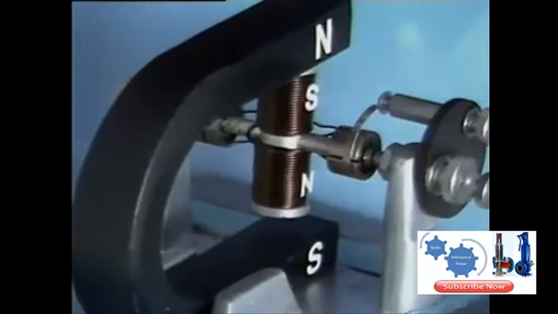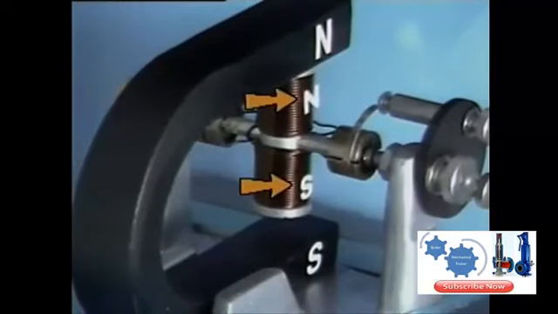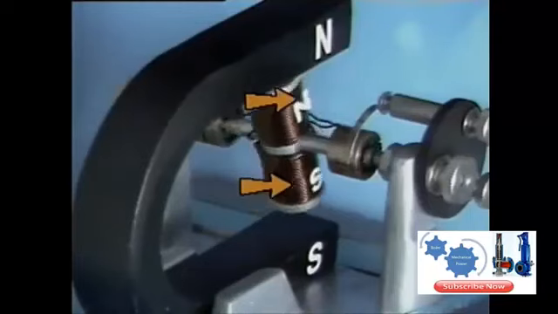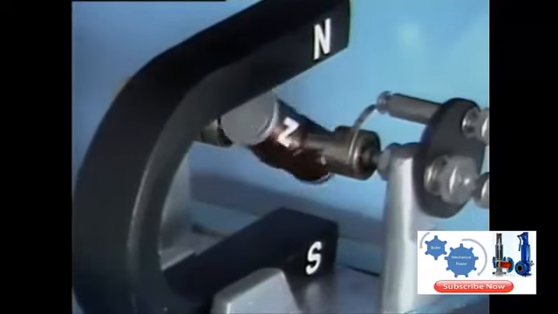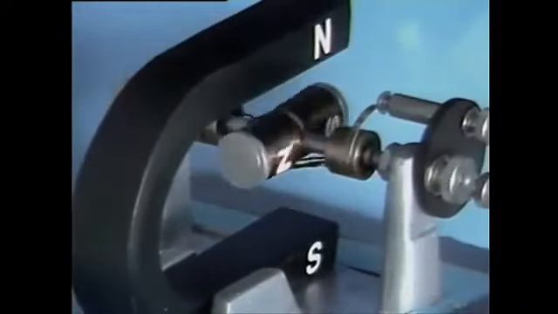At this point, the commutator and brushes switch the direction of current flow through the rotor coil. The change in current flow direction switches the polarity of the rotor. This change in polarity keeps the rotor rotating in the same direction. It continually moves toward opposite poles. The rotor in this type of three-phase motor is an electromagnet. Its magnetic field interacts with the stator's rotating magnetic field, and as a result, the rotor turns.